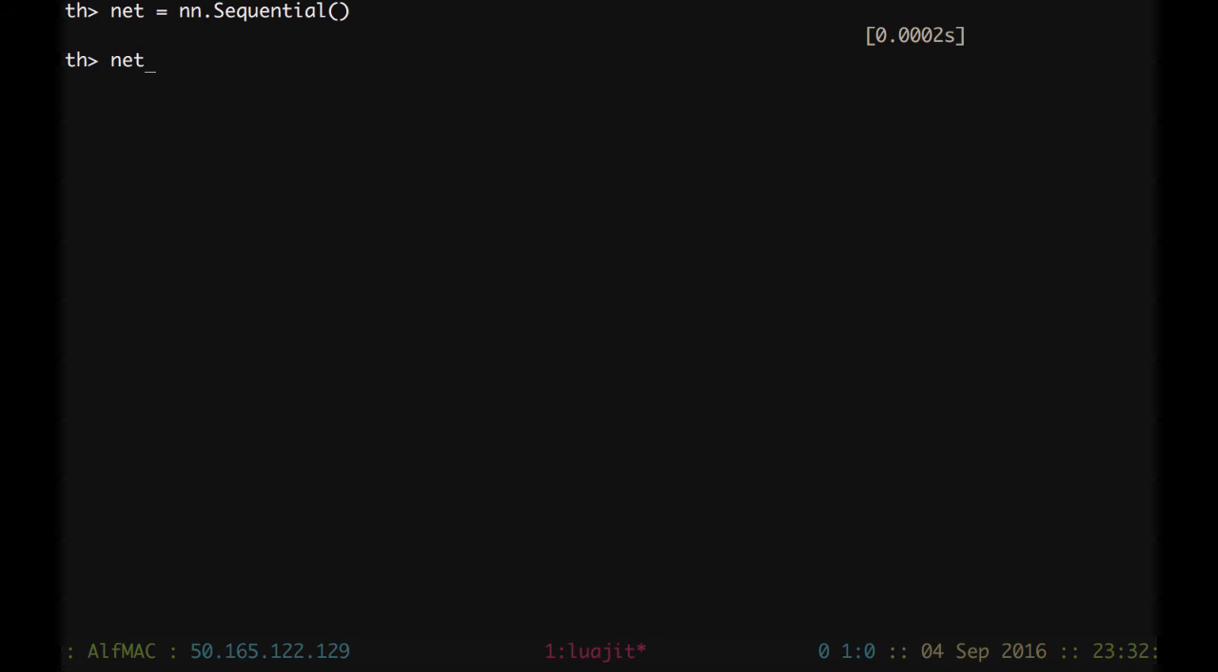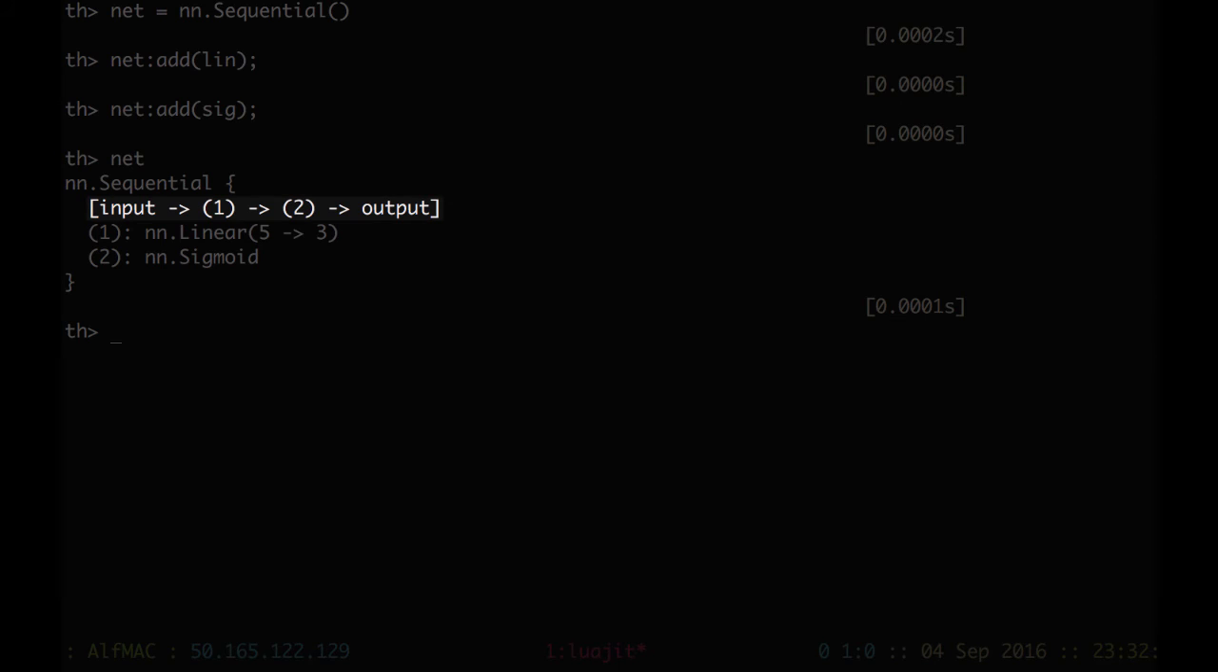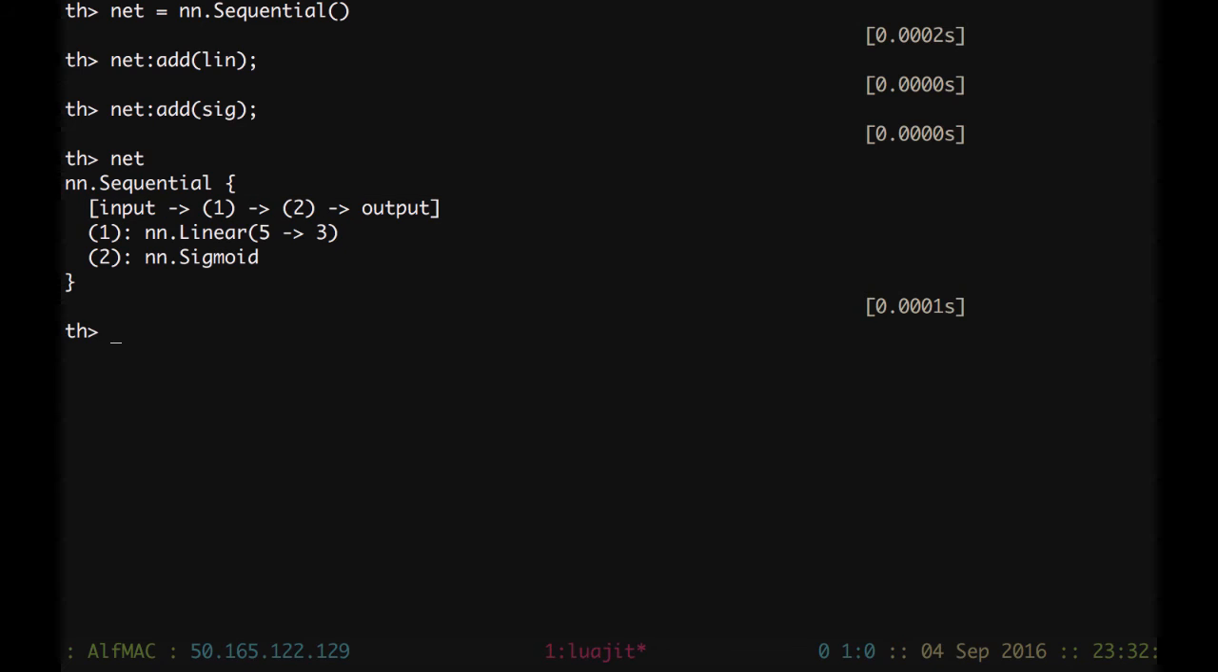So we can add to our net our linear module. Then we can add also our sigmoid module, and then we can print the network, and it will show us that we have simply a sequential. We have an input which is sent to the first module, which is sent to the second module, which is basically the output of the network.